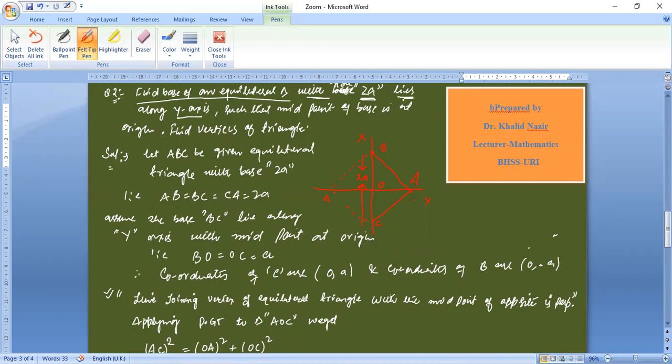The coordinates of the base. The side is 2a, and that lies along the y-axis such that the midpoint of the base is at the origin. Its midpoint will be at the origin.